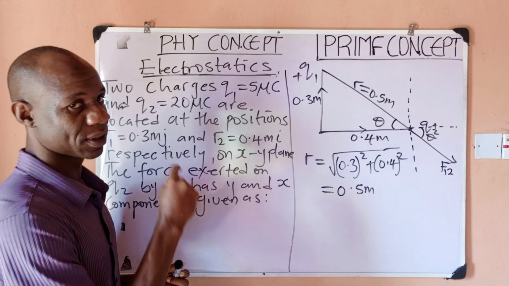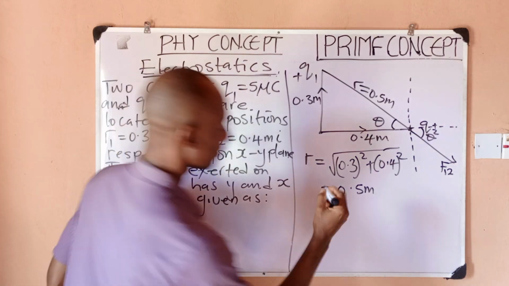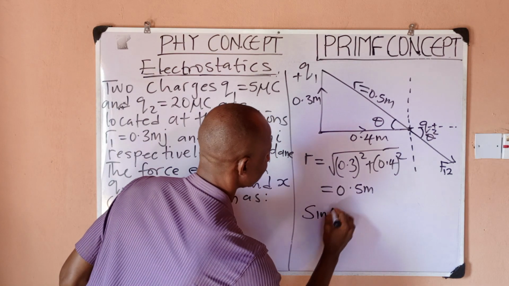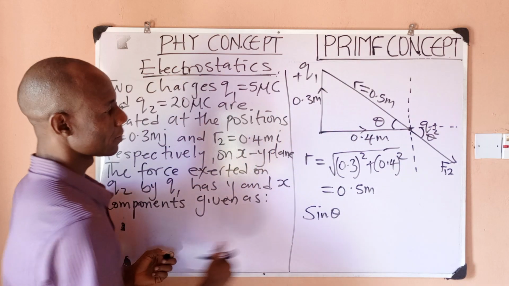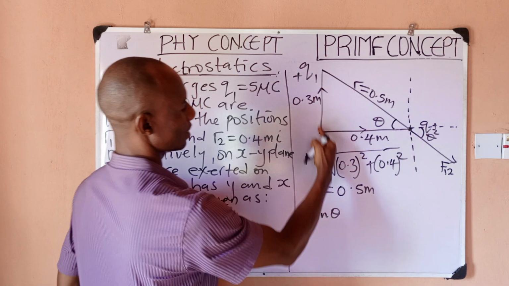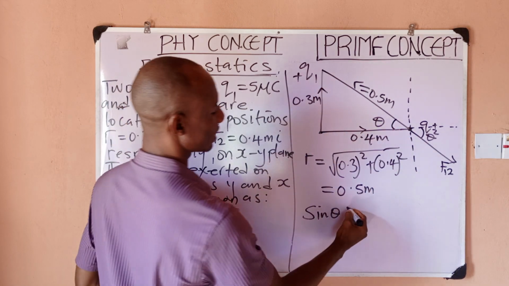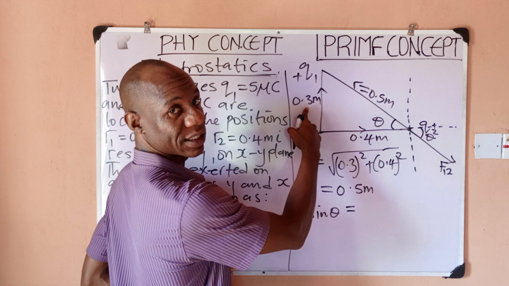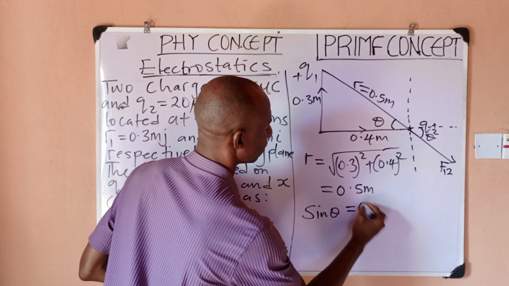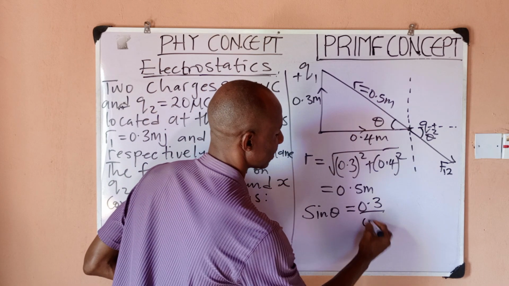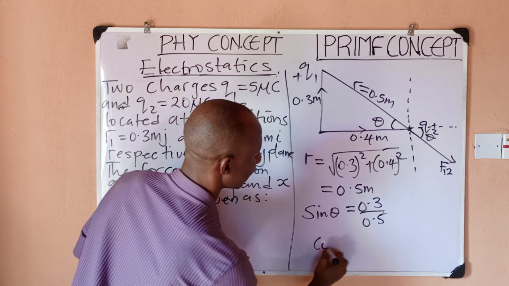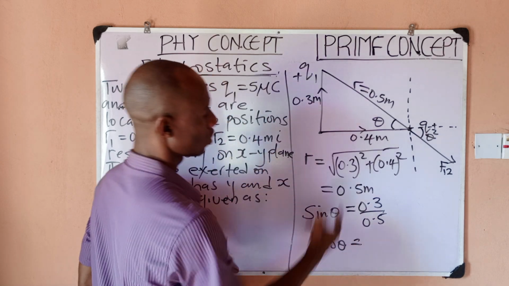Now I'm going to do something and later you'll understand why. Let's find sine theta, we'll be using it later. From this triangle, remember, sine is opposite over hypotenuse, so 0.3 over 0.5. Then the next thing I want to find is cos.